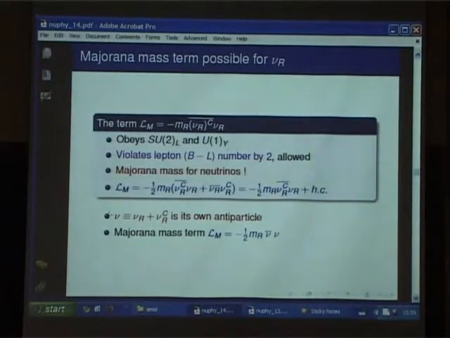This argument is not valid for ν_L, because it has hypercharge Y, right? So ν_L has a Y. So I cannot say that ν_L plus ν_L^c is its own antiparticle, not at this point, because I want to satisfy this U(1) hypercharge.